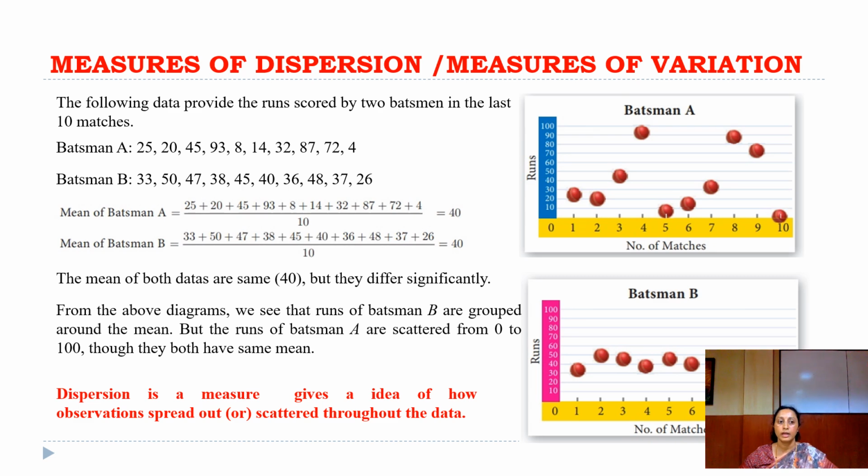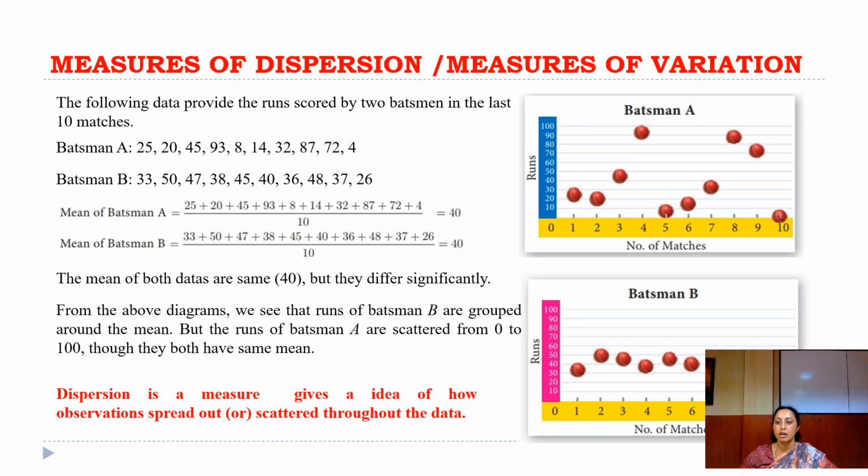In this video, let us discuss measures of dispersion. Here we have the runs scored by batsman A and batsman B. If you find the average runs scored by batsman A, it is equal to 40 runs. Similarly, the average runs scored by batsman B is also equal to 40 runs. So here we observed that the mean of both the data sets is the same, but they differ significantly.